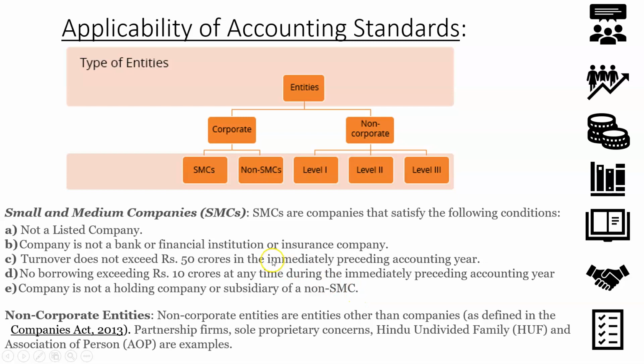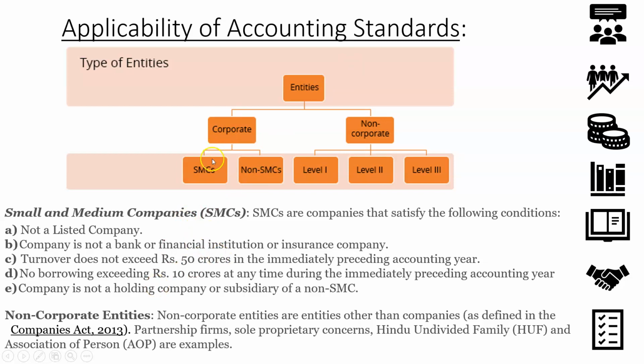Okay. Now when I talk about the non-SMCs, obviously everything that is told here should be just the opposite. That means the company can be a non-SMC if it is listed, or it can be an insurance company, a banking company, or a financial institution as well. The turnover should exceed 50 crore rupees, only then it can be categorized as a non-SMC. Then borrowing cannot exceed 10 crore rupees for an SMC, but for a non-SMC it can exceed.